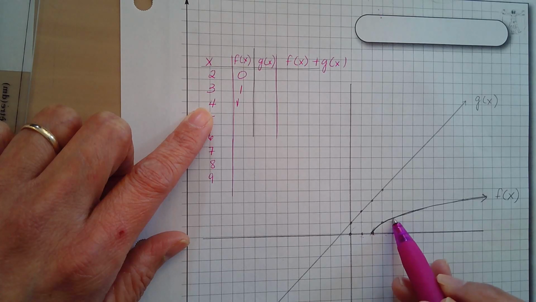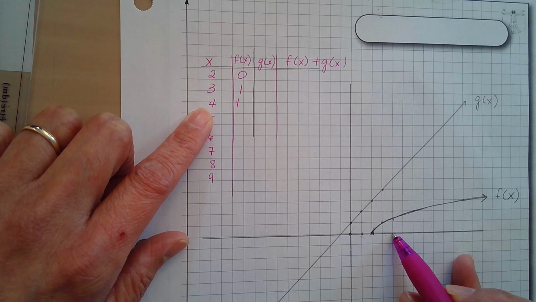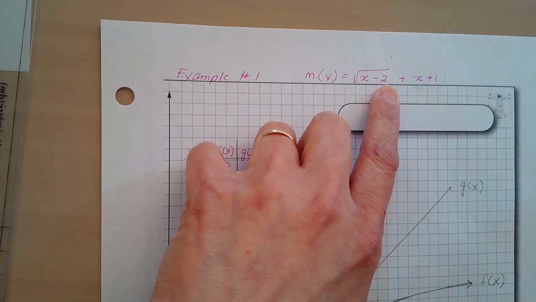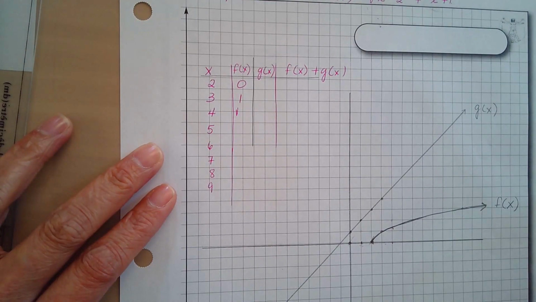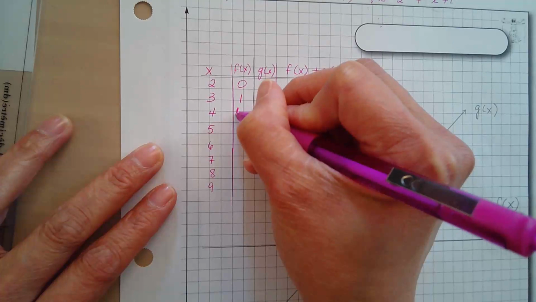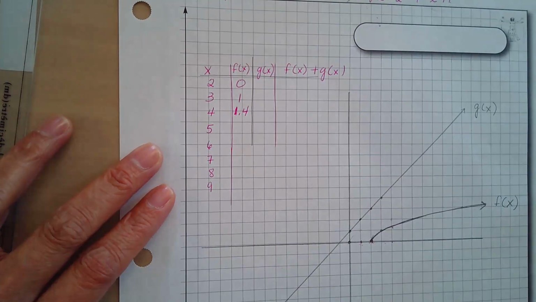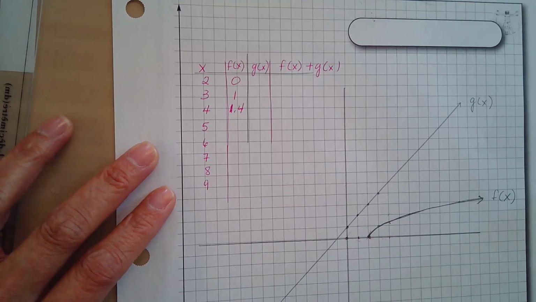1, 2, 3, 4. It's going to be, if x is 4, it's going to be 4 minus 2, so it's the square root of 2. 1 point something. 1.4. Okay, well, thank you. 1.41. Well, let's go 1.4.